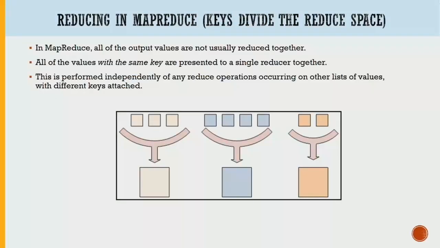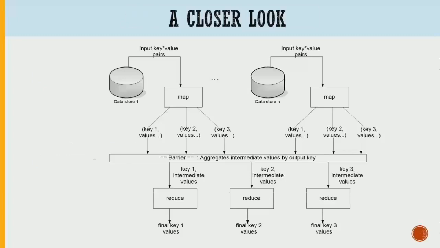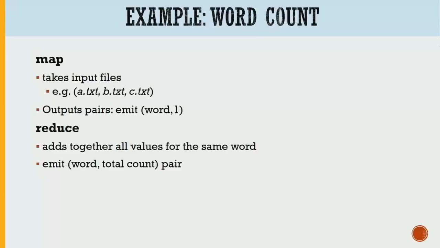As I said, if you look at the second point, all of the values with the same key should be presented to a single reducer so that they can combine the results together. That's the key. This is why they use a key value pair, and it will be more clear when we go through the example. Let's say that we have three files, a.text, b.text, c.text, and they all contain some English text, and our job is to count how many times a particular word appears across those files.